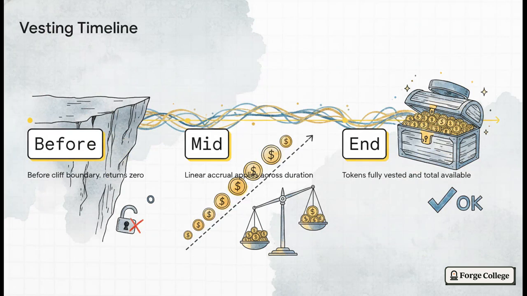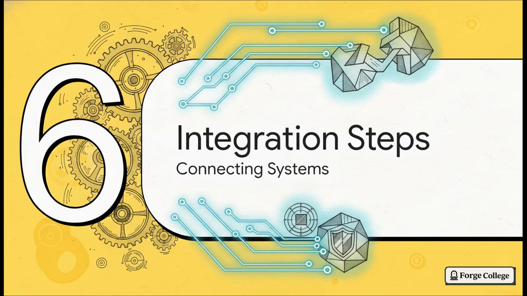Visualizing this timeline in our tests guarantees 3 massive things. Number 1, the cliff strictly blocks any premature withdrawals. Number 2, the mid-vesting phase pays out correctly and proportionally. And number 3, the schedule caps out perfectly at the total allocation at the end of the duration, guaranteeing that absolutely nobody gets overpaid.